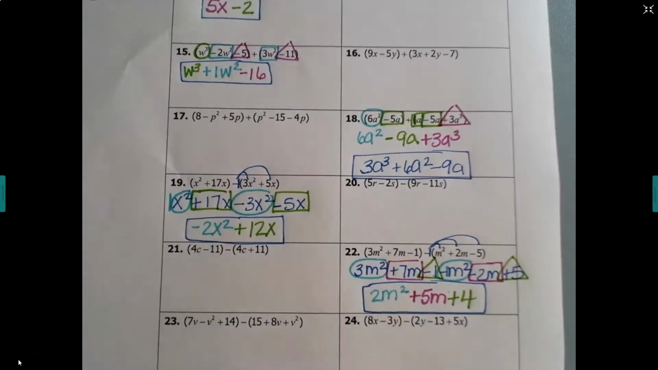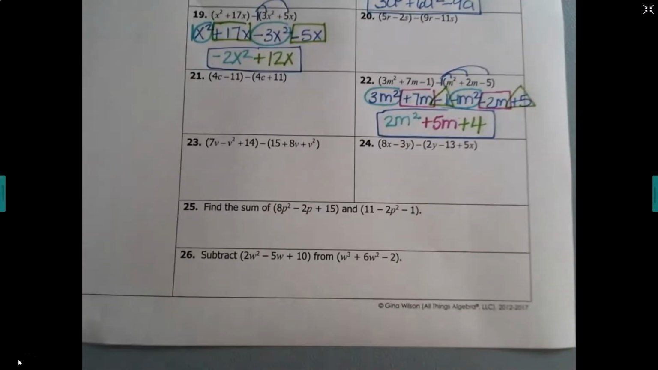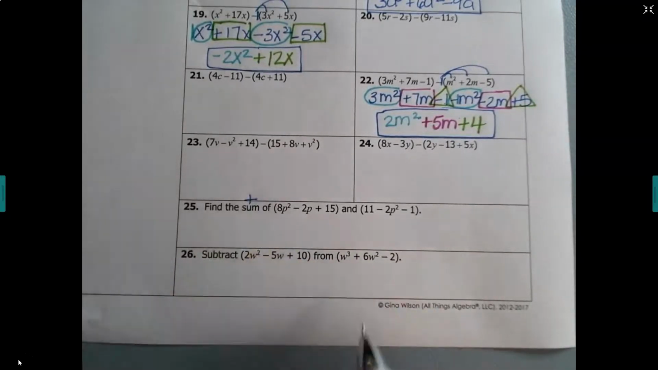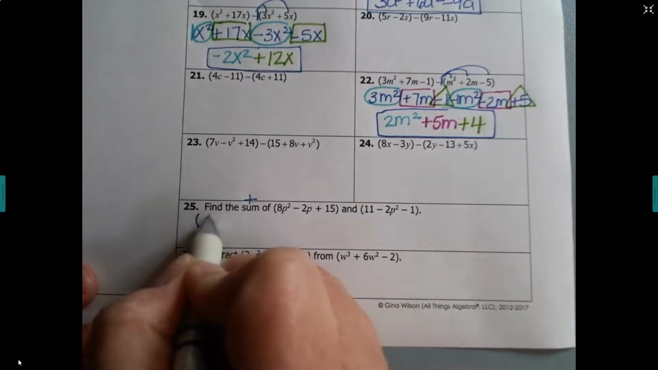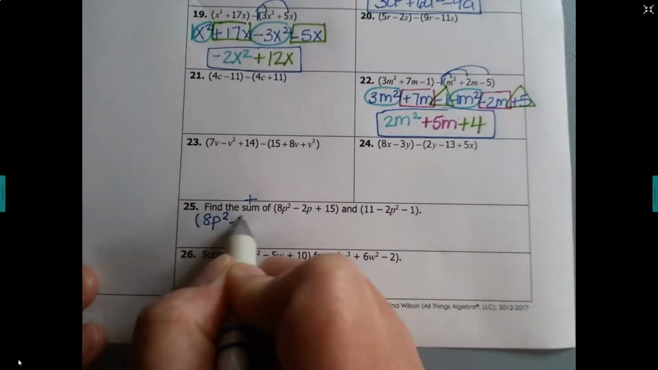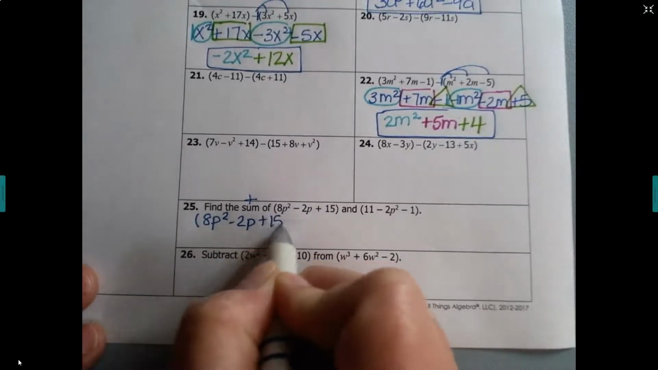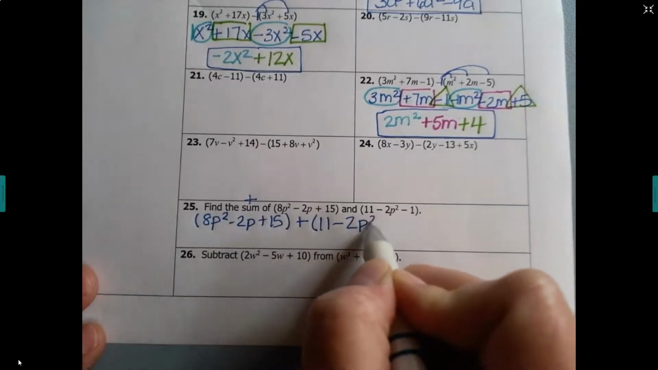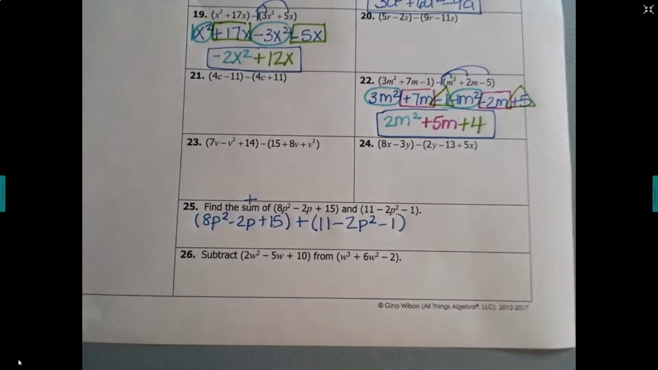The last two that I want to do with you are right down here on the bottom, 25 and 26, because I didn't set them up for you. I gave you words to tell you what I wanted you to do. Find the sum of this and this. Sum means addition. So what it means is it wants you to take 8p squared minus 2p plus 15 plus 11 minus 2p squared minus 1. These two sentences say the same. One says it in math and one says it in words. We have addition in between.